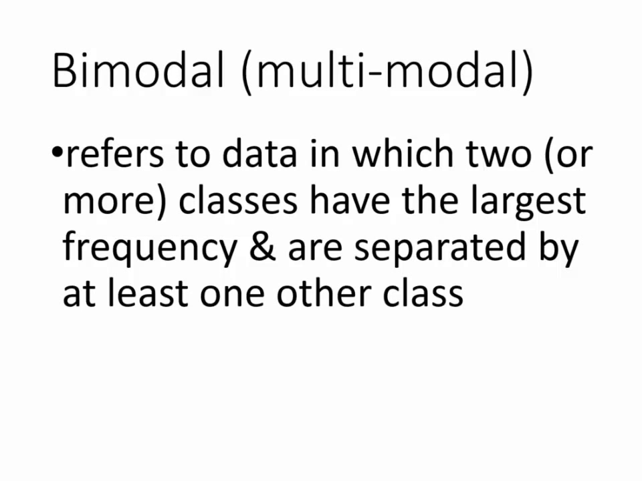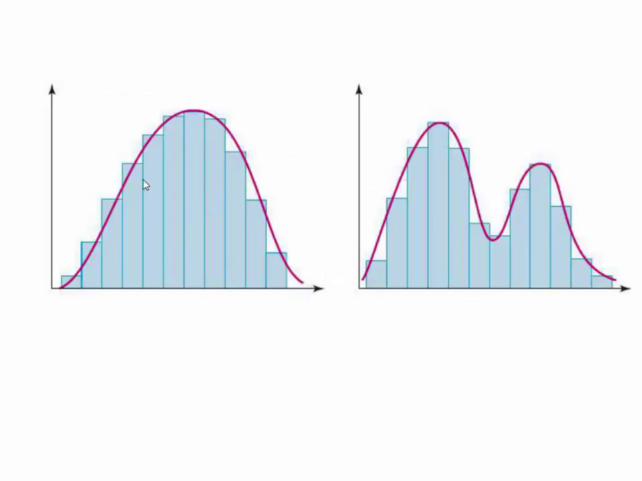And then the last type that we'll briefly look at is something called bimodal or multimodal. And this refers to when data has more than one mound or more than one hump that describes the most often observation. Okay, so the left graph is what we'd call symmetrical data. The right graph is something we would refer to as bimodal.